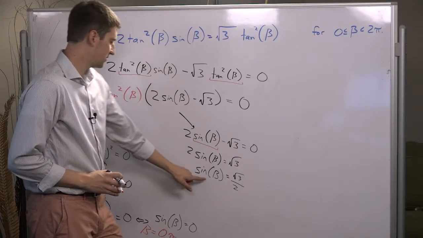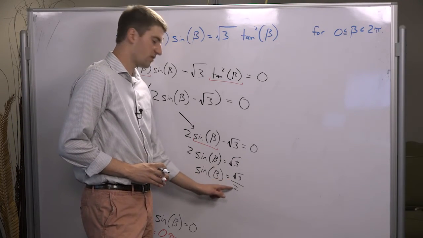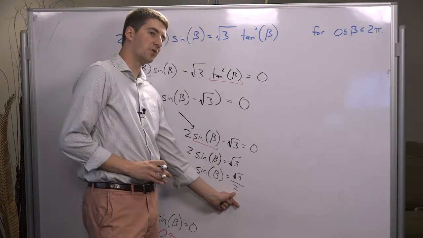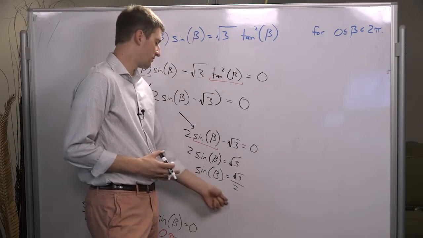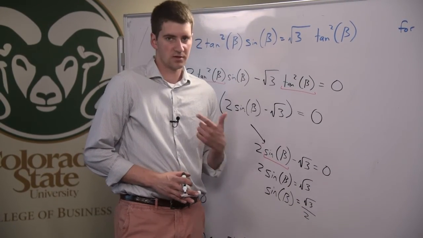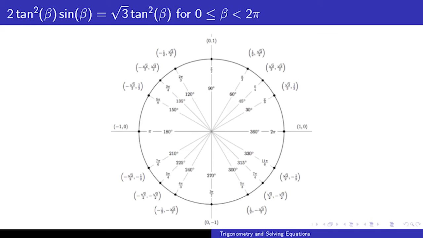A nice thing is that we're looking for inputs that have an output of square root of 3 over 2. And this is actually something that we're used to. We're used to this being a typical output of sine and cosine. So we should be able to find this directly by using the unit circle. So let's figure that out. We're looking for sine of beta equals the square root of 3 over 2.